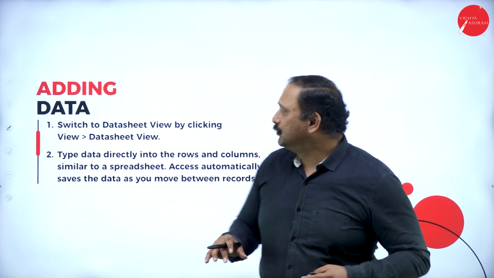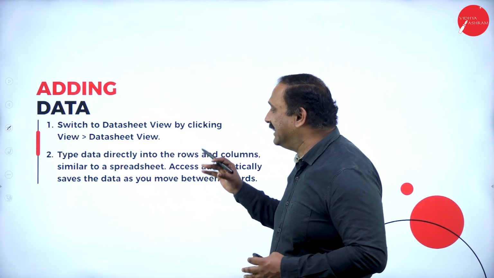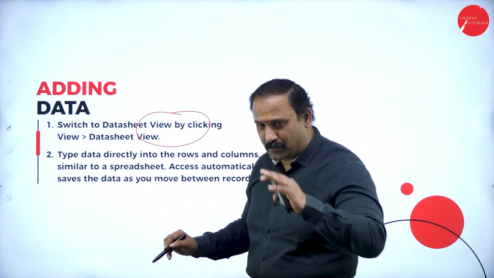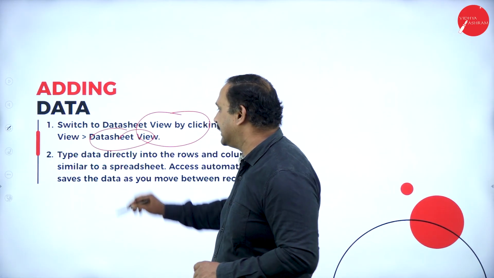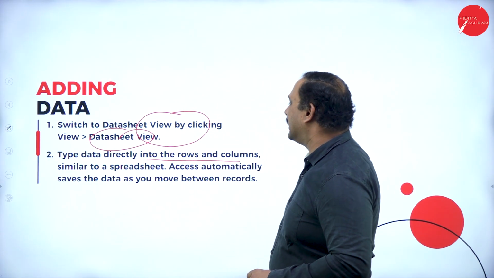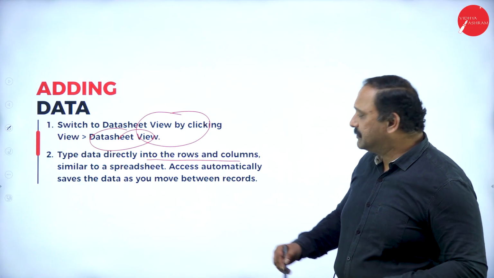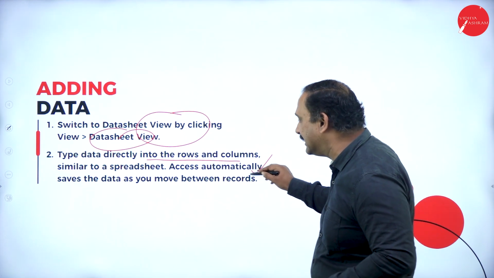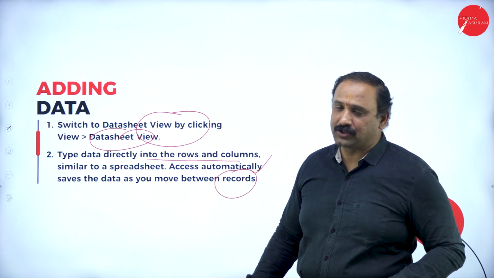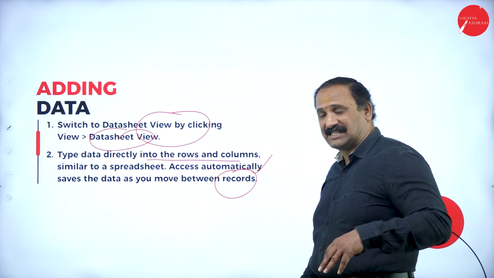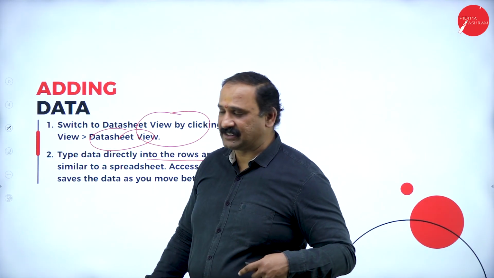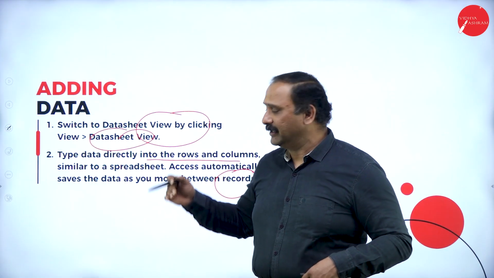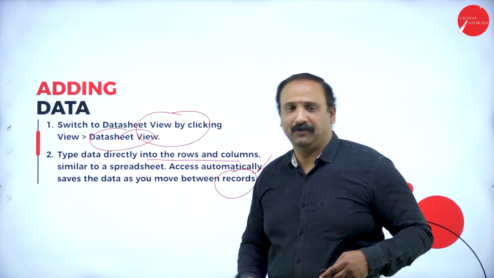Next, when you start looking into adding the data, switch to the datasheet view by clicking View. Once you click View, you'll see the datasheet view. Typically, you type the data directly into rows and columns, similar to a spreadsheet. Access automatically saves the data as you move between the records. So this is very, very important. Access will directly start saving the records, and you will be able to view it directly in terms of the activities.